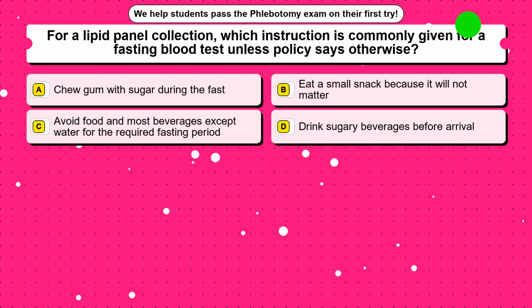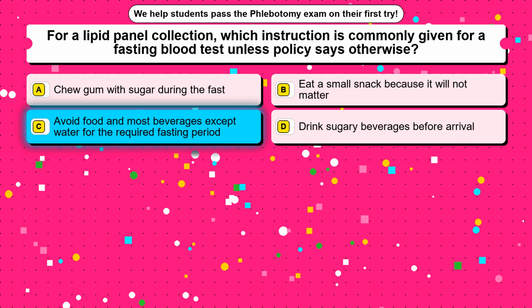Question 92. For a lipid panel collection, which instruction is commonly given for a fasting blood test unless policy says otherwise? Option A. Chew gum with sugar during the fast. Option B. Eat a small snack because it will not matter. Option C. Avoid food and most beverages except water for the required fasting period. Option D. Drink sugary beverages before arrival. The correct answer is option C.